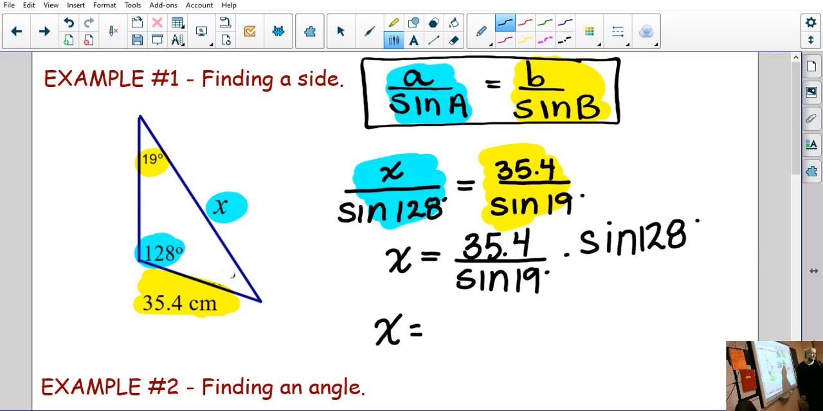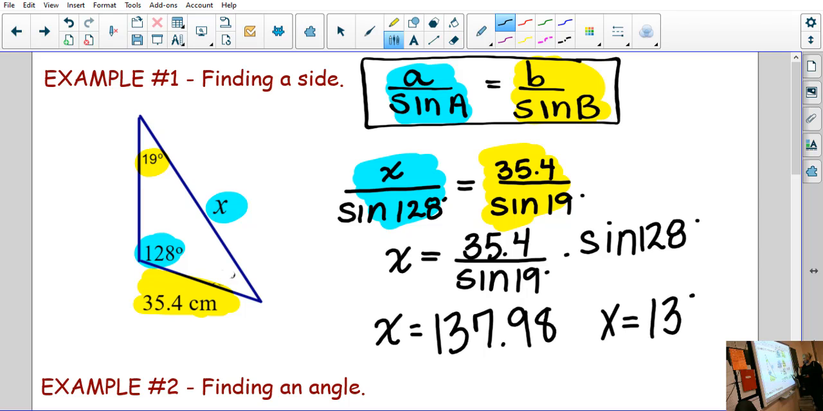This is a side length, so we'll keep our answer to one decimal place. So 35.4 divided by sine 19, and then times sine 128. It didn't really matter the order I did that. And so I got 137.98. Did I take that right? 128. So I guess if I'm going to round off, I should say 138.0.